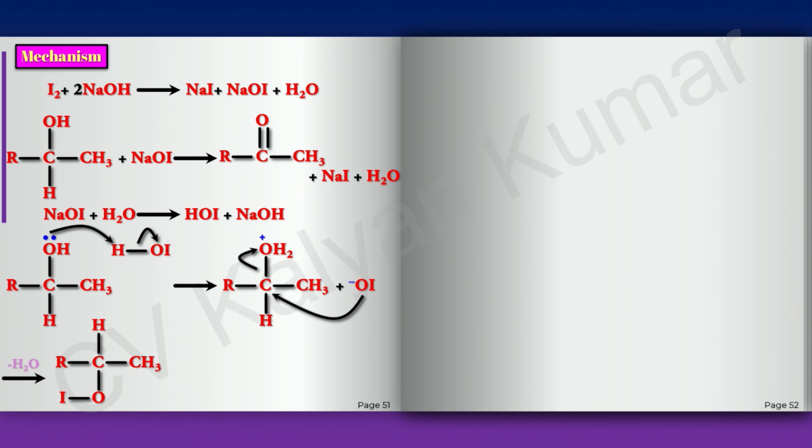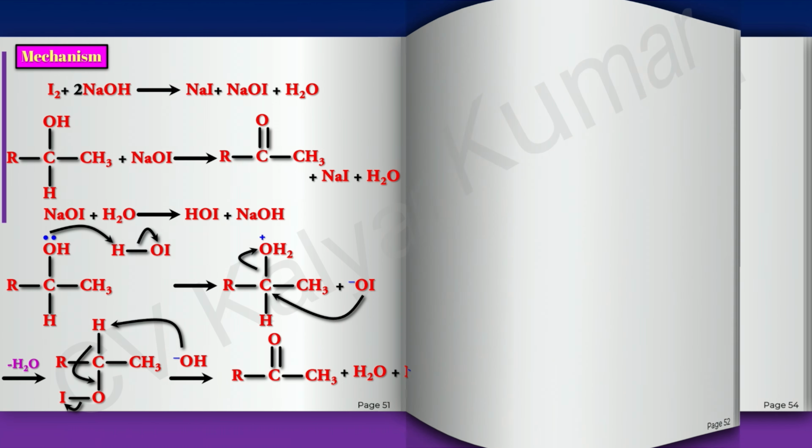The OH minus, on the other hand, will take this proton. This bond will go between carbon and oxygen, and I minus is released. So you will get ketone, you will get water, and you will get I minus. So this is the initiation of the reaction, in the sense that this is how you get an alcohol becoming a ketone.